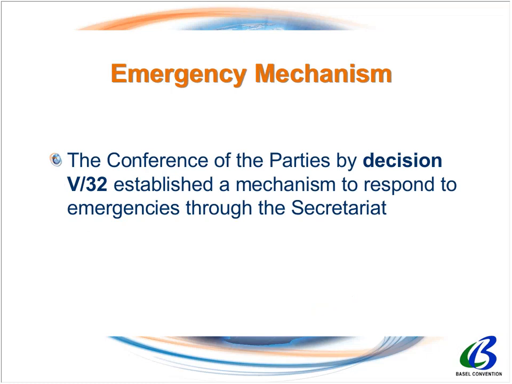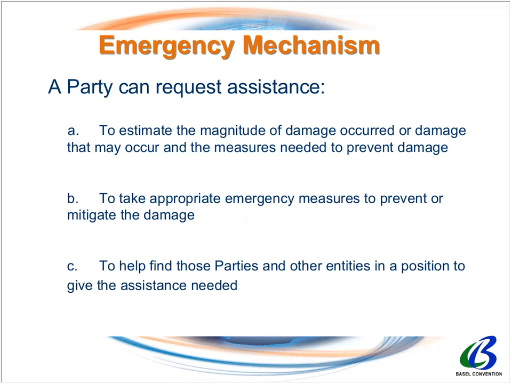The emergency mechanism was established specifically by Decision V/32 in order to respond to emergencies through the Secretariat. The Secretariat administers this emergency mechanism on behalf of the Conference of the Parties to the Basel Convention. There are three main aims of this emergency mechanism. One is in case of an incident. The other part is related to the Protocol of the Basel Convention, which is not yet in place, it has not entered into force.